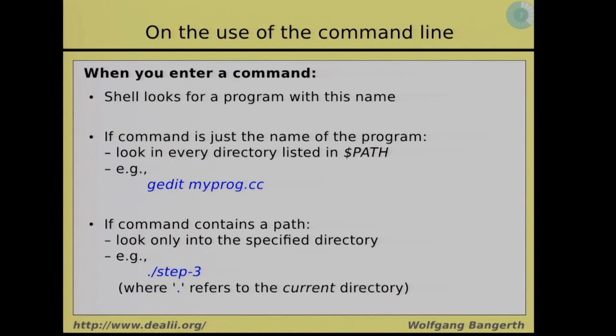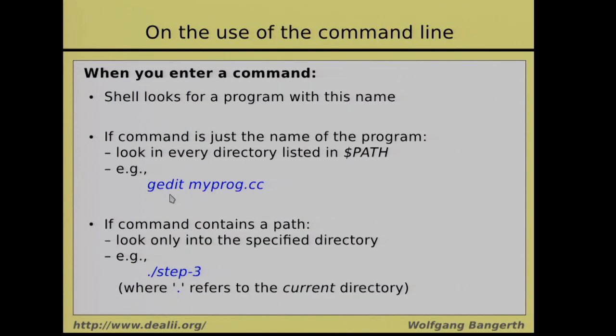Other things that you can do. So when I say something like gedit and a file name, so I want to edit this file, the first part of every command that I enter in a shell is always the name of a program. So in this case, gedit is the name of the program. And what the shell has to do is figure out where this program called gedit is located. Well, it's not in my current directory.